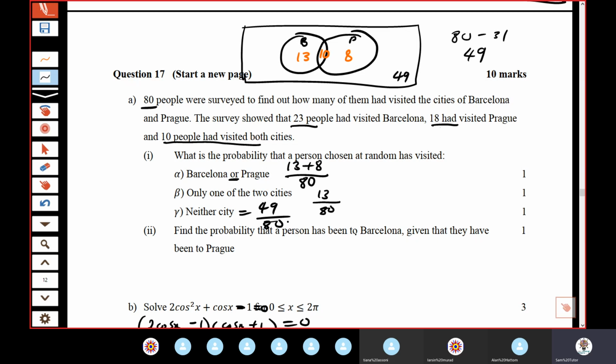Find the probability that a person has been to Barcelona given that they have been to Prague. Find the probability that a person has been to Barcelona given, that's conditional probability. Okay, I can do that one. I'm just thinking of this one for a second. Only one of the two cities. Where am I at? Let me think.